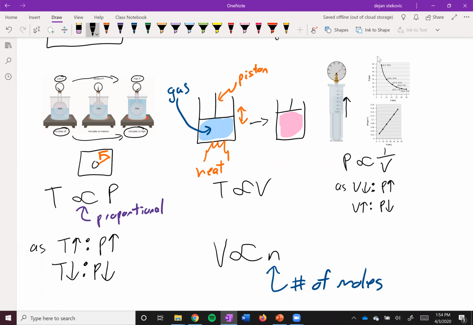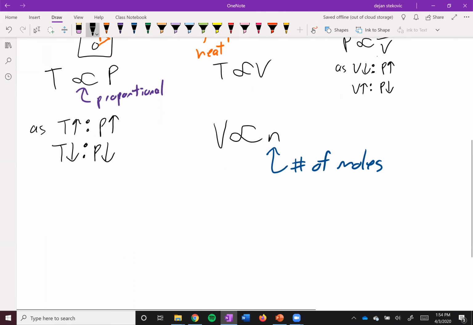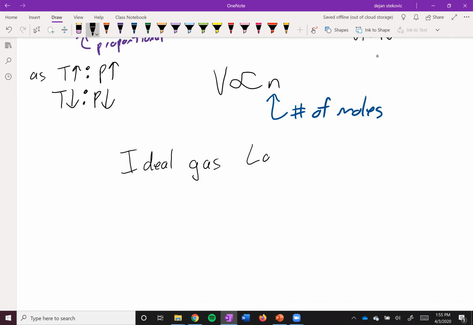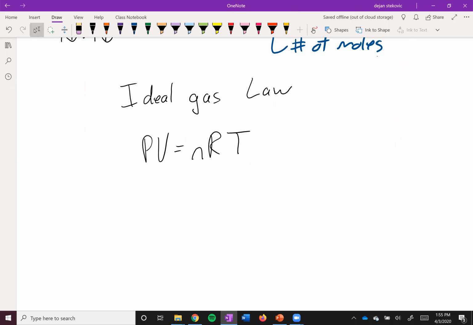All right, so last time we talked about all these relationships that we have here. And so what we can do is combine all of these relationships into one equation, right? So one equation is going to tell us all of this information. And that's known as the ideal gas law. We'll go over what an ideal gas is in a minute, but the equation is PV equals nRT. So you want to go ahead and just memorize this one. It's not that hard. PV equals nRT.